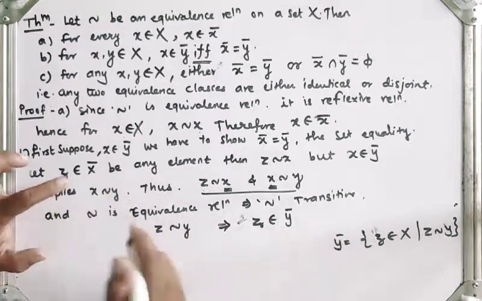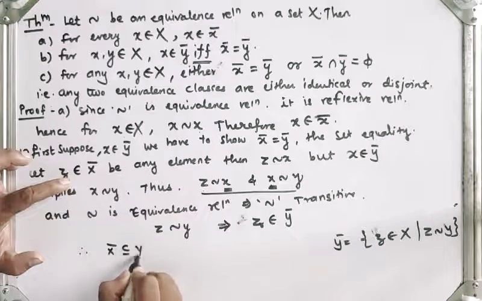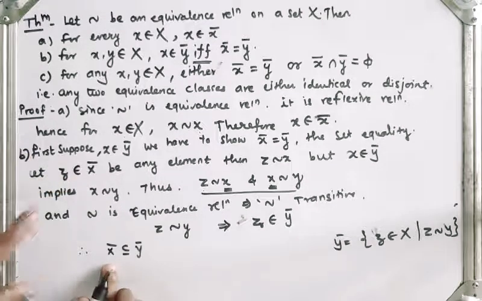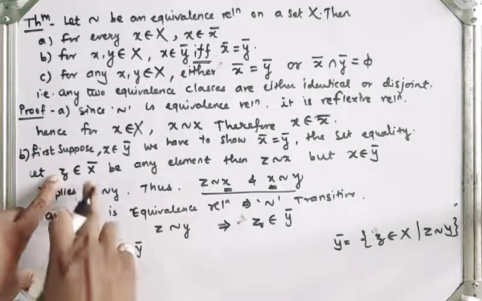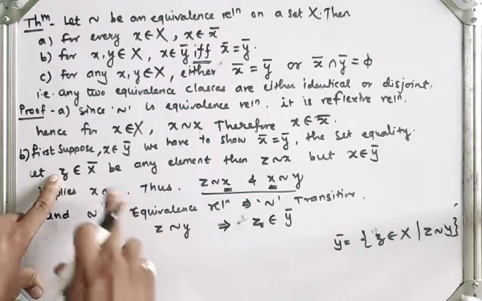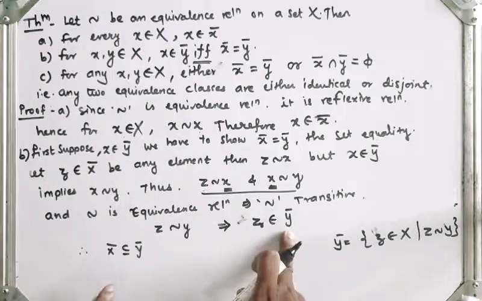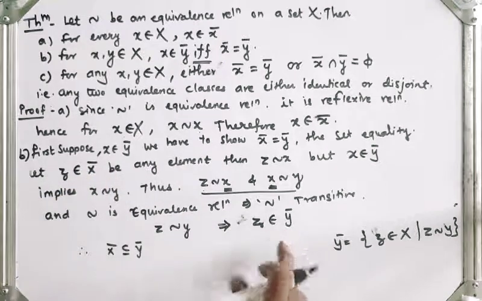Here we have taken z belonging to x bar, and finally I get z belonging to y bar. Therefore x bar is a subset of y bar, right? Because I have taken z from the set x bar and finally I get z belongs to y bar, which means the set x bar is a subset of y bar. Now again we have to show that y bar is a subset of x bar.